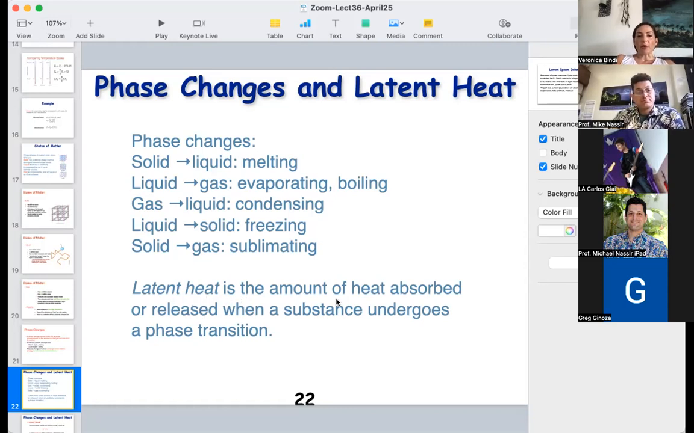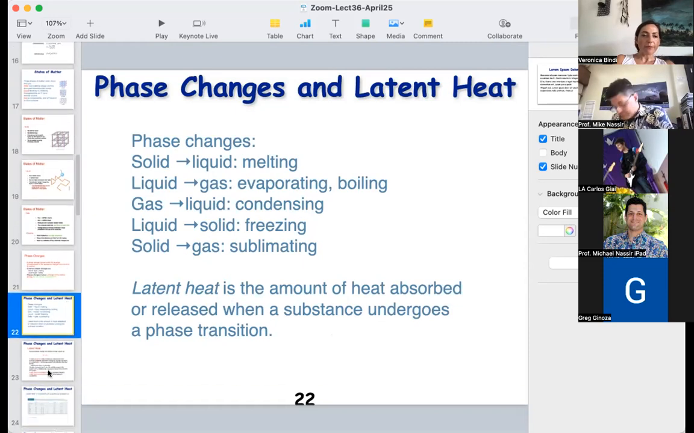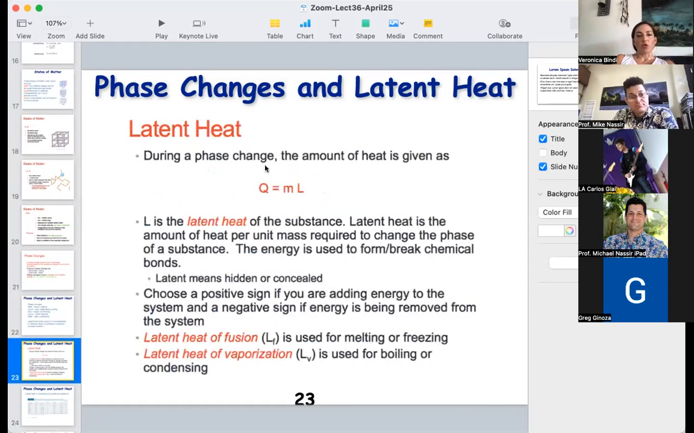Latent heat is the amount of heat that is absorbed or released when a substance undergoes a phase transition. Okay? And here we give you the definition. During a phase change, the amount of heat is given by Q = mL. So it's no more c, the specific heat, times delta T, because we have seen that during a phase change, delta T is equal to 0. We said before, there is no change in temperature.